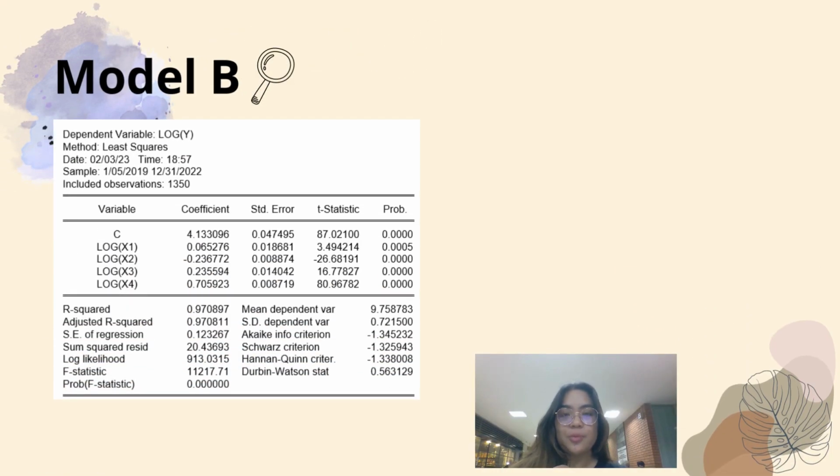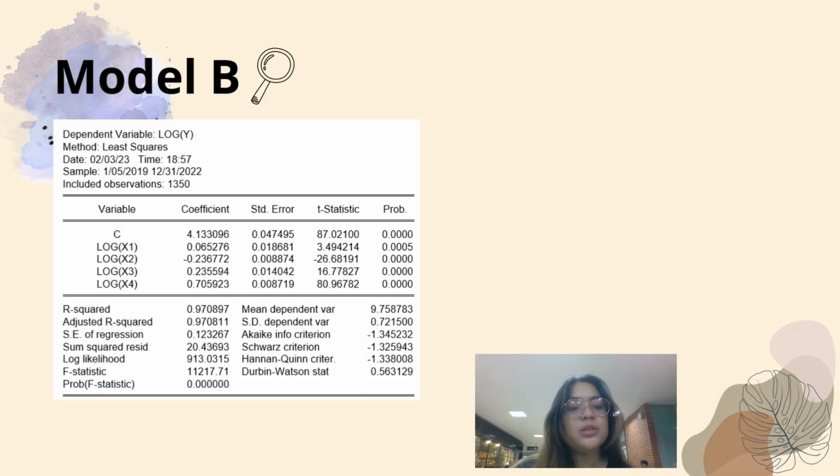As we move on to model B, the log model, log y increases by 4.133096, which means when C increases by €1. The coefficient values from the regular model without log are noticeably lower, as evidenced by the findings. Nonetheless, the model's R-squared value, which is 0.970897, indicates that the independent variables account for roughly 97.1% of the variation in output, leading to superior results.